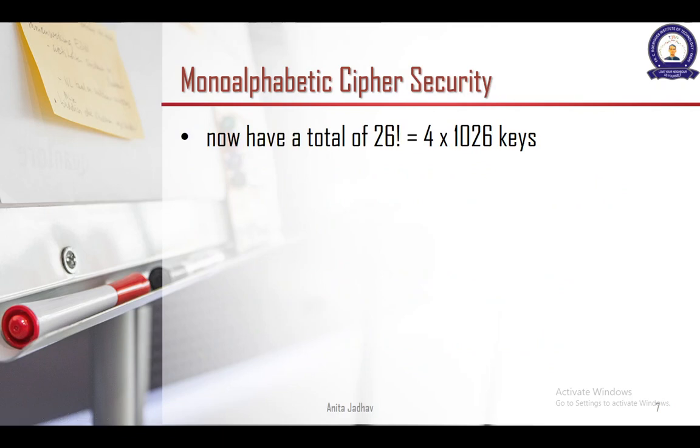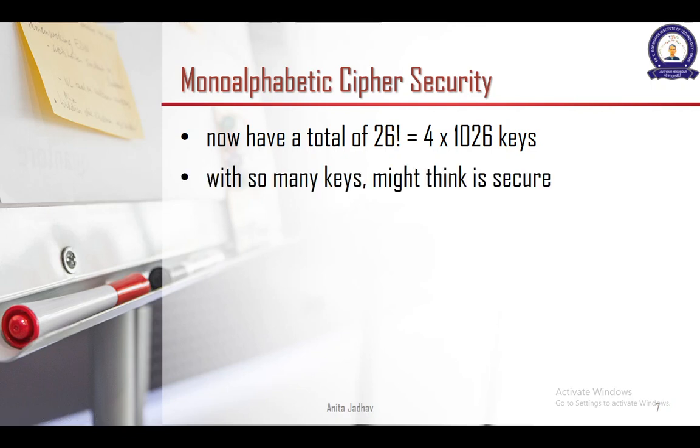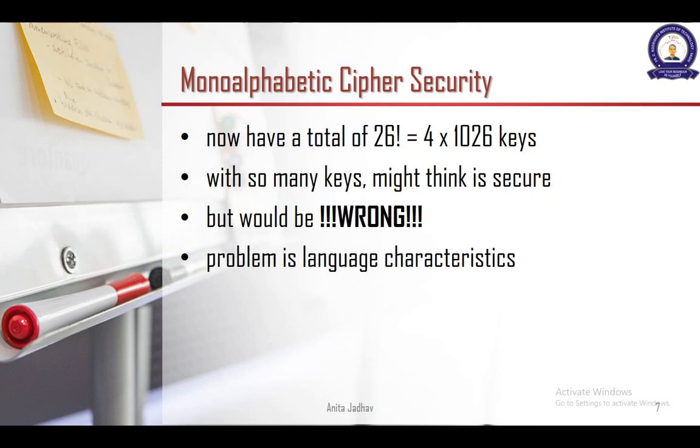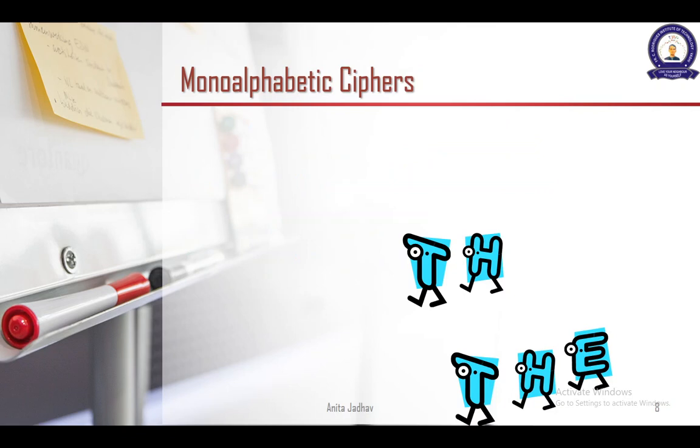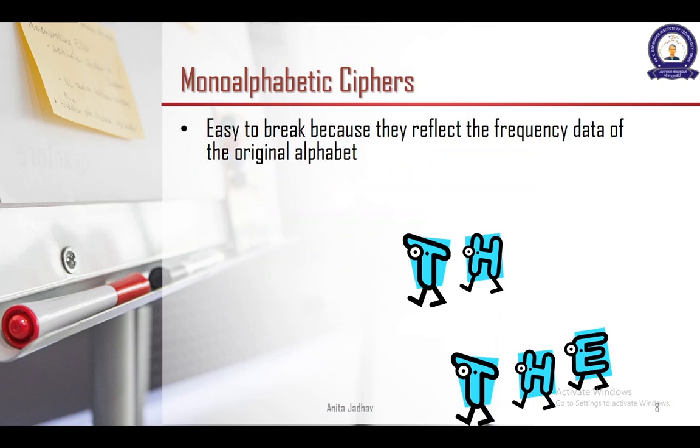So what about security? Now you have a total of 26 factorial keys. So you might be thinking that it is very difficult, or who will be carrying out this procedure. But actually you need not carry out this procedure. This key space might seem a large key space, but if you apply certain logic, this particular cipher technique is not so secure. Why? Because we are talking here about the English language and you have certain English language characteristics, so you will try to find those characteristics. It is easy to break because they reflect the frequency data of the original alphabet.